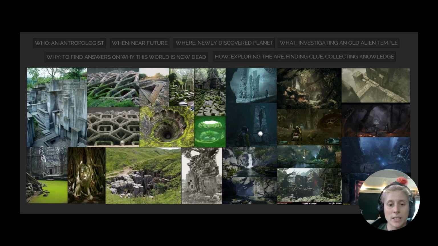I ended up with this idea of a hostile planet where there would have been a civilization a long time ago, but it disappeared. So it's also a bit inspired by The Expanse, if you have read the books or seen the series. Again, with all my little questions that I wanted to ask myself, I asked: who? An anthropologist in the near future. Where? On a newly discovered planet. What? You need to investigate an old alien temple and find the source of their annihilation. So this civilization is now gone.